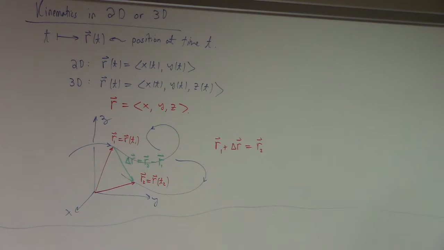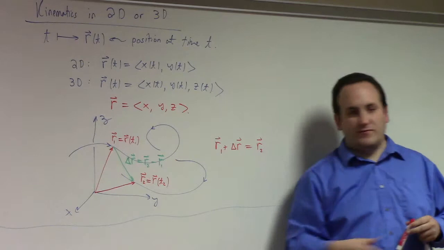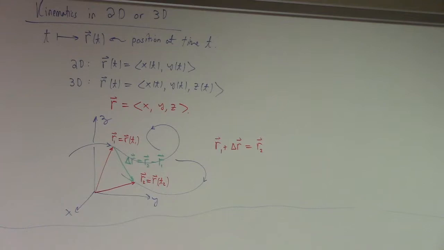How about the distance traveled? What's the distance traveled between time 1 and time 2? The arc length formula would give us the actual distance traveled. The straight line distance traveled is what? It's just the magnitude of the displacement, which is the length of this delta r vector, right?